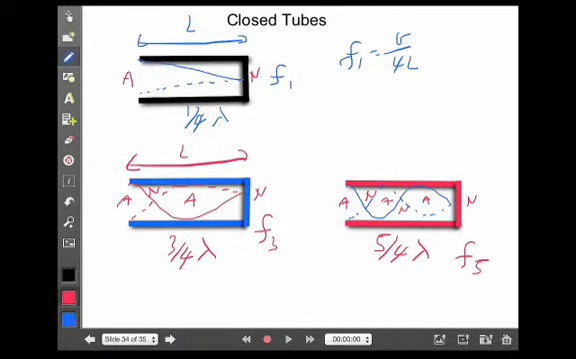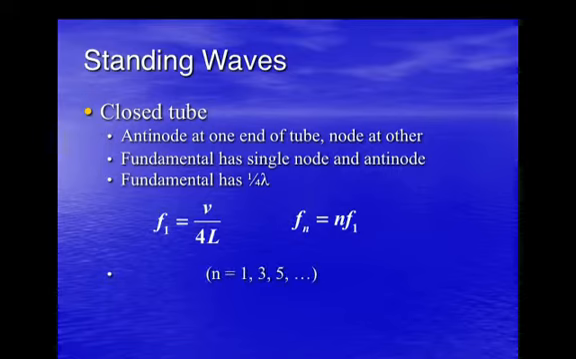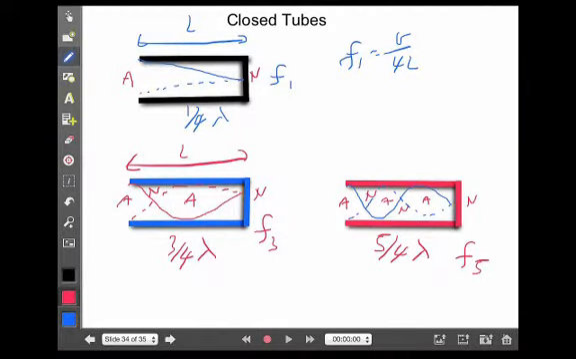So what does that mean about the harmonics for a closed tube? Well, although we calculate the same way, Fn is n times F1, all n's have to be odd numbers: 1, 3, 5, 7, 9. A closed tube can only produce the odd numbered harmonics. Okay? Makes it very different from the open tube and the string.